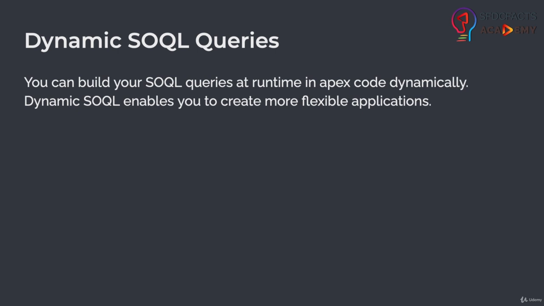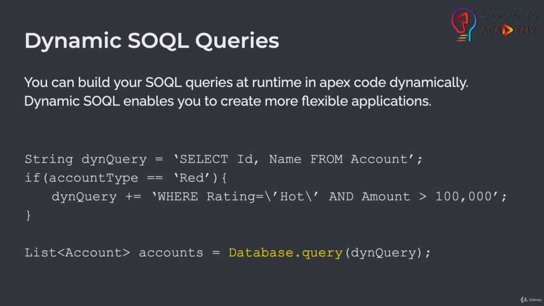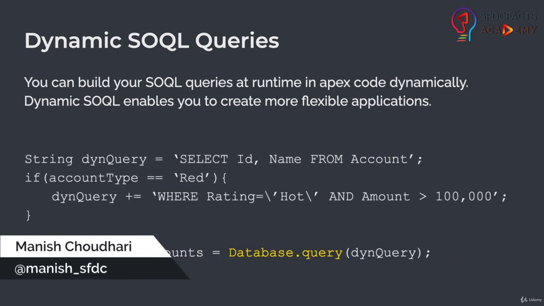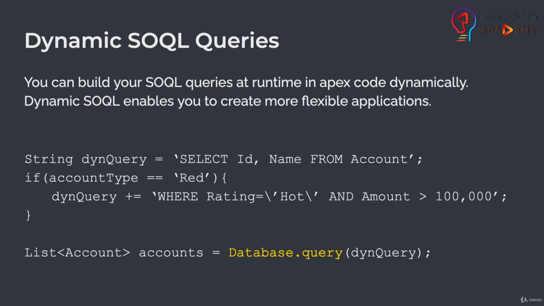SOQL query. For example, let's say you have an account type variable in your Apex code, and if the value of this account type variable is red, then you want to add a condition to your SOQL query where you want to match the rating as hot and the amount should be greater than 100k. So this is something that you will be building at runtime based on the account type variable value.